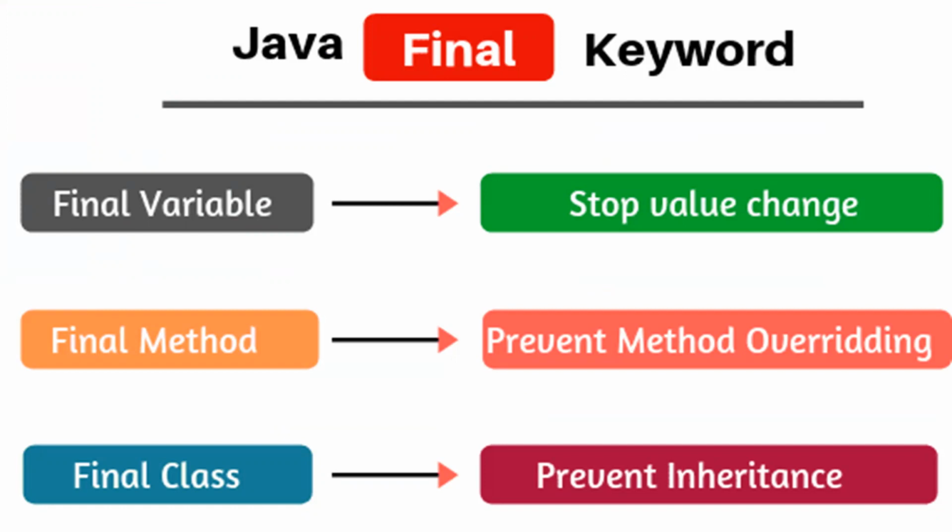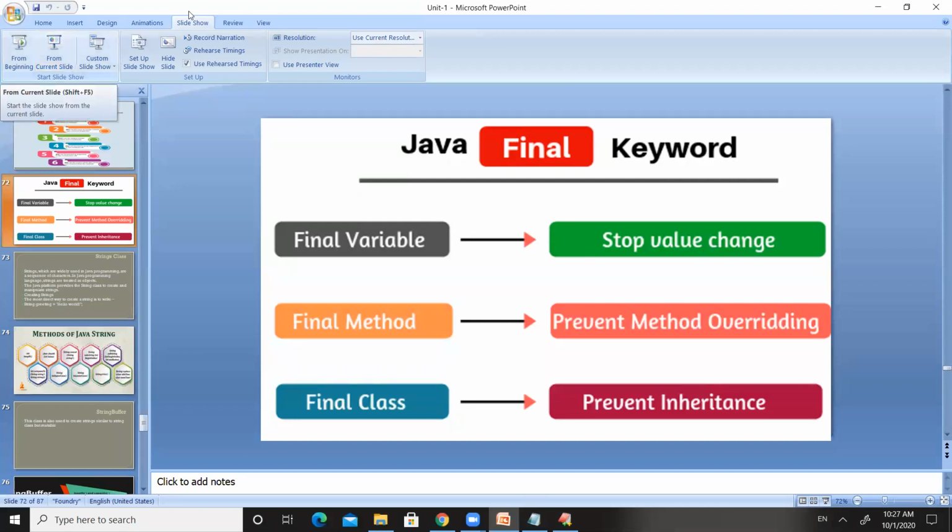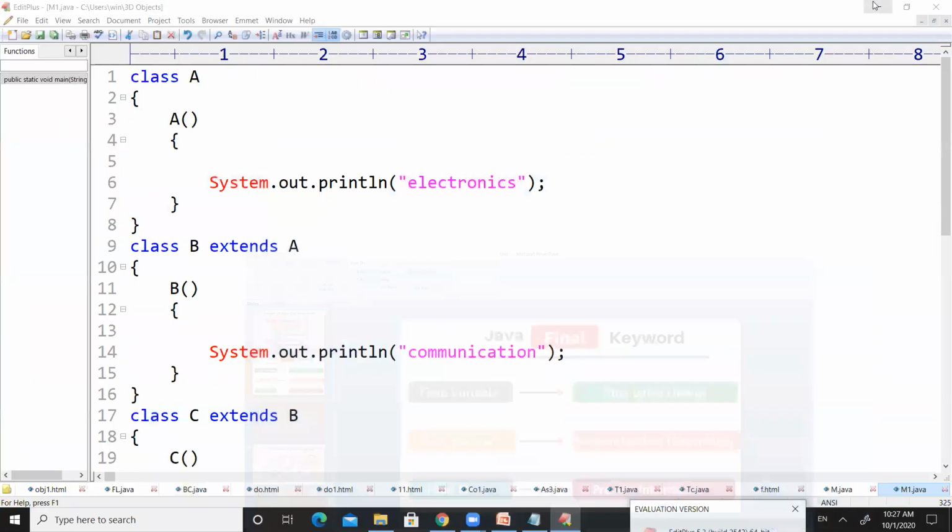When we use this final keyword before a variable, the value of that variable becomes constant. When we use the final keyword before a method, we cannot override the method. When we use the final keyword before a class, we cannot inherit the class. Let us see in the program.